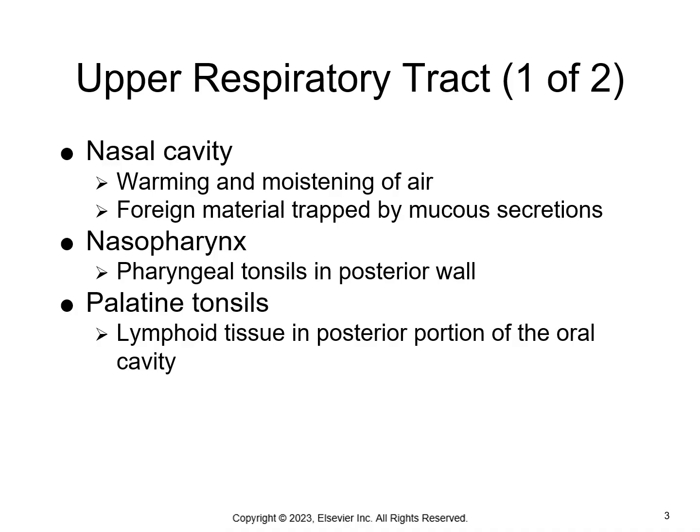On the posterior wall of the nasopharynx are located the pharyngeal tonsils, or the adenoids. These are made of lymphoid tissue, and they're another defense against inhaled foreign material. If the tonsils should become enlarged, they can obstruct the flow of air through the nasopharynx. The palatine tonsils, properly called the tonsils, are lymphoid tissue located in the posterior portion of the oral cavity.